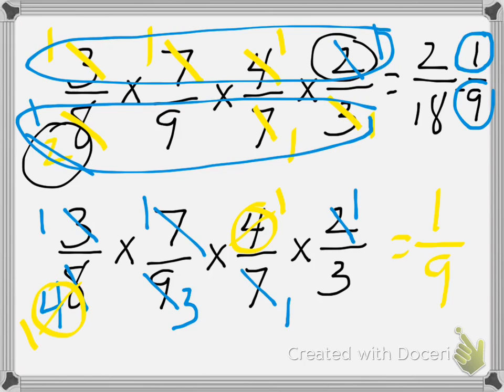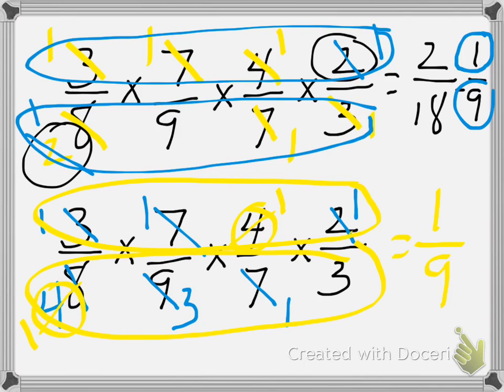You could actually go ahead and multiply 3 times 7 times 4 times 2, the actual beginning numbers, and take your bottom numbers, but you're going to be working with a lot larger numbers. So we want to cross-cancel, so we're working with the smallest numbers possible. So once again, it doesn't make a difference if you get 2/18 as long as you take it down to lowest terms.